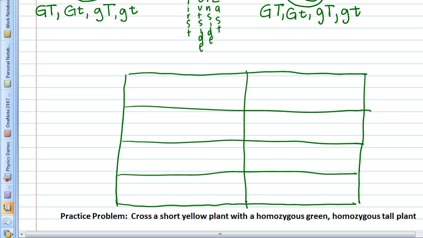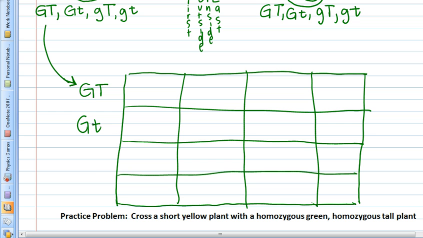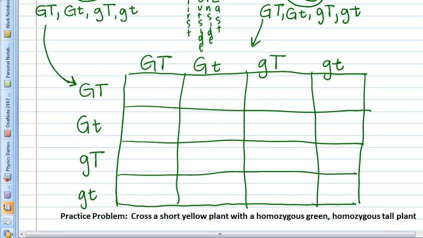So let me make that really quick. Okay, so we're going to plug in here big G, big T. Then I'm going to plug in my big G, little t, little g, big T, and little g, little t. Then I'm going to plug in these gametes along the top. Big G, big T, big G, little t, little g, big T, and little g, little t.